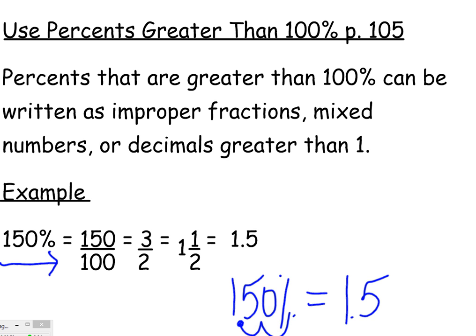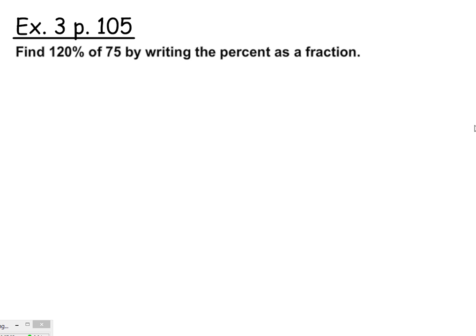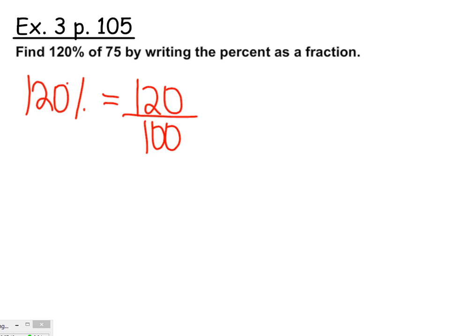Example 3 on page 105 says find 120% of 75 by writing the percent as a fraction. So it tells us how they want it. We're going to change 120% into 120 out of 100 because per means for each and cent means 100. Now the word of is what we multiply by. So I'm going to multiply 120 over 100 times 75, and I'm going to make that over 1.